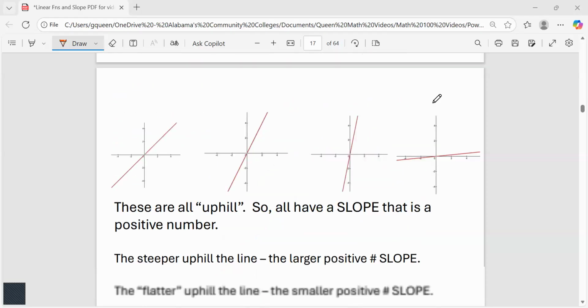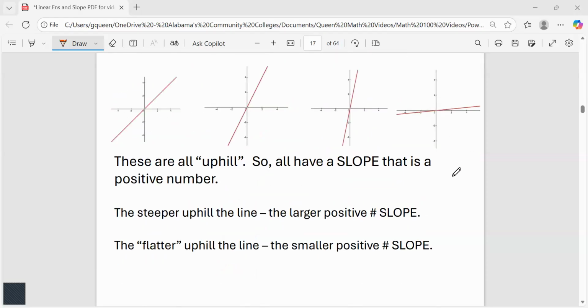All right, so here's some examples. I have 4 lines here on this screen. All 4 lines are going uphill. Some of them are more steep and some of them are less steep, but all of them are uphill. All right, so all of them have a positive slope. So how am I supposed to distinguish one from the other other than saying they're uphill? How do I tell the difference between them? The difference is the amount of tilt that they have.